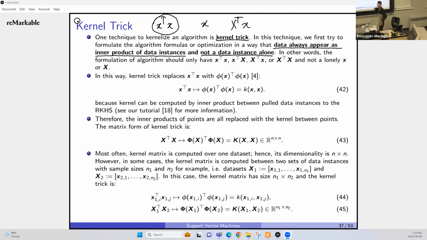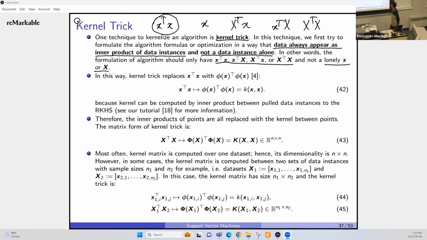So I need to have X transpose X. By capital X, I mean the matrix of the whole data, and small x is the vector. So x transpose X, or X transpose X, they should all be in the format of an inner product. I have written them here too. Not lonely X.